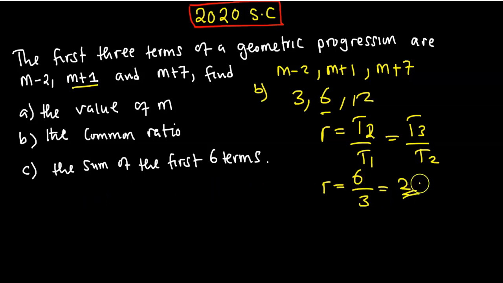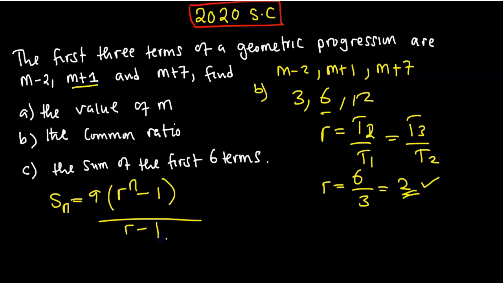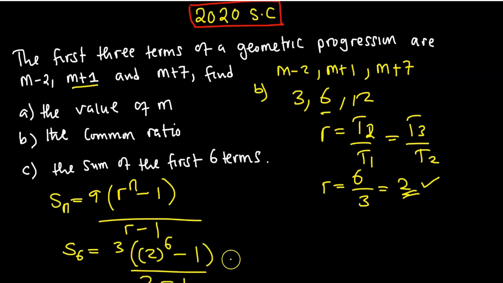Okay, then the sum of the first 6 terms. The sum of the first 6 terms depends on the common ratio. This is greater than 1, and you know what formula you are going to use. So the sum of the nth term, in general, is equal to a(r^n minus 1), divided by what? r minus 1. Now the sum of the first 6 terms is equal to the first term, 3, multiplied by, what is our common ratio? 2, to the power what? To the power 6, minus 1. Then down here, 2 minus 1.